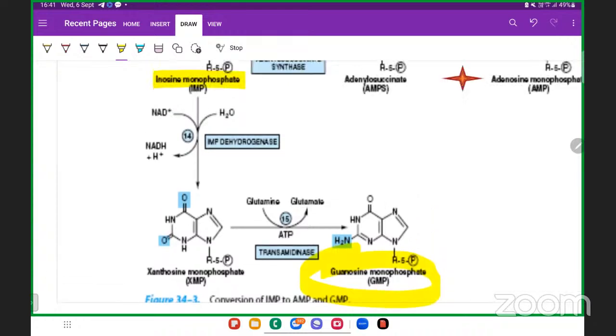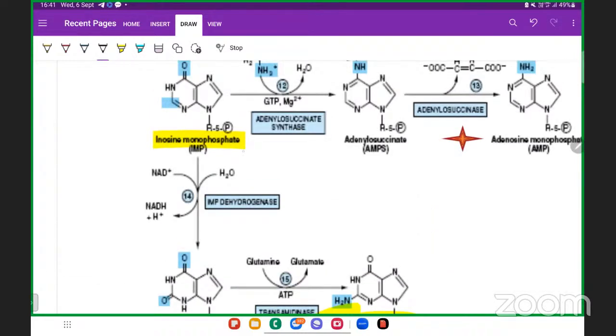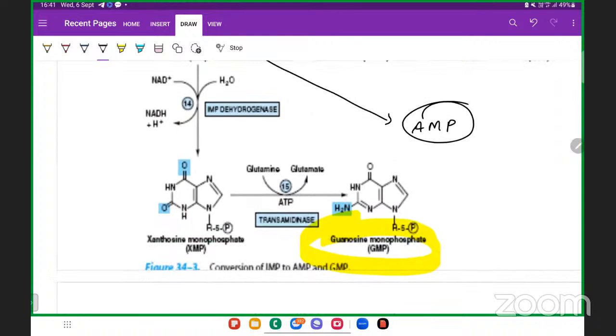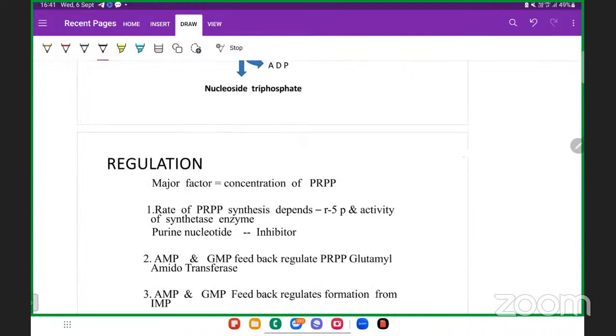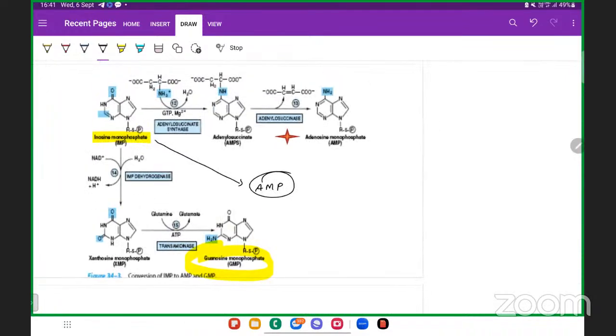Now you got your primary base for your nucleotide, isn't it? Guanosine monophosphate. Similarly, the same IMP can also get converted into adenosine monophosphate. So it can get converted into adenosine monophosphate, and it can get converted into guanosine monophosphate. So now you have two important things: adenosine monophosphate and guanosine monophosphate.